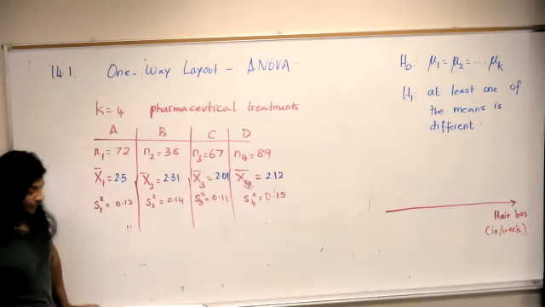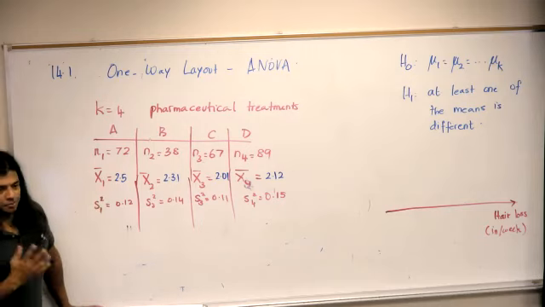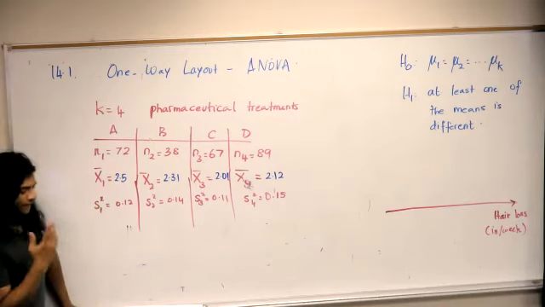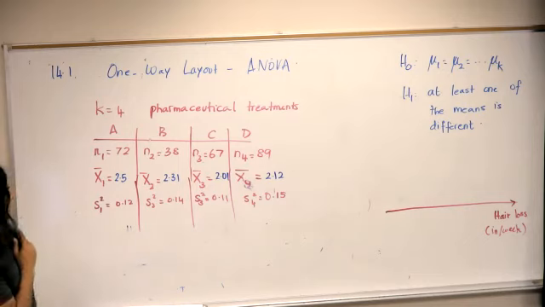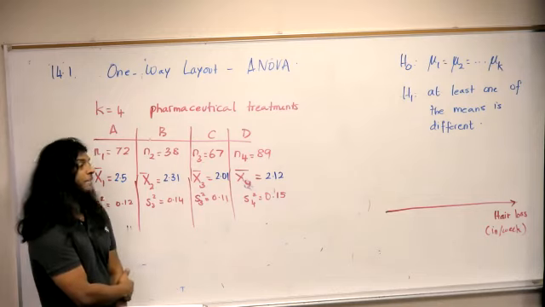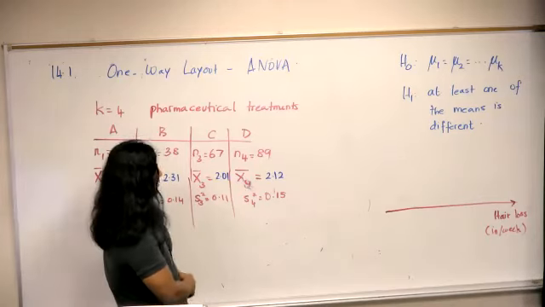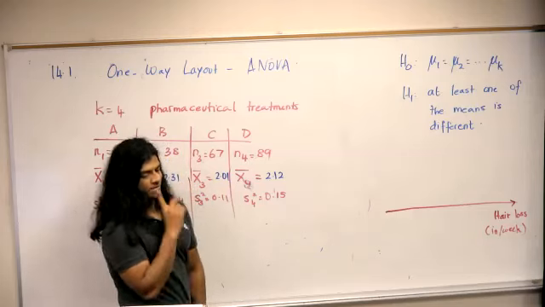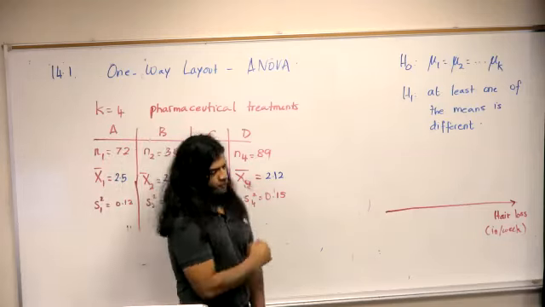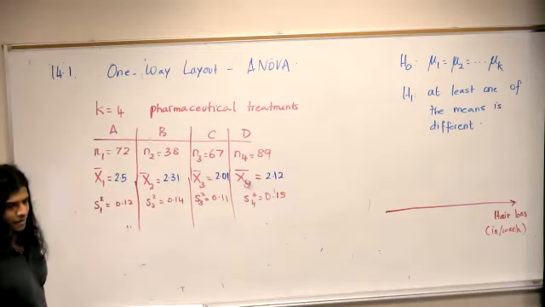Now, Hector wanted company C to do great in terms of hair loss. The average hair loss with treatment A is 2.5 inches per week. The average hair loss for treatment B is 2.31 inches per week. The average hair loss for treatment C is 2.01 inches per week. For D, 2.12 inches per week. With me so far? Yes?